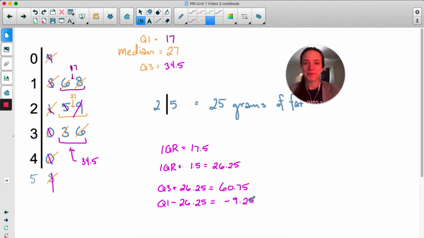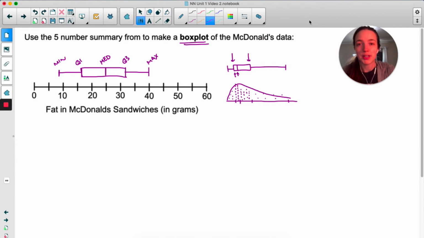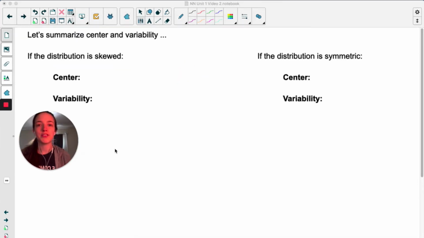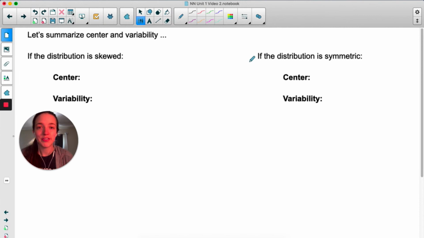Now just a quick side note about box plots. Any data point that's an outlier will show up as a star or a circle or a dot on a box plot. So now thinking back to describing a distribution, two of the things we have to describe about a distribution are center and variability. Let's think about two different scenarios, a symmetric distribution and a skewed distribution.